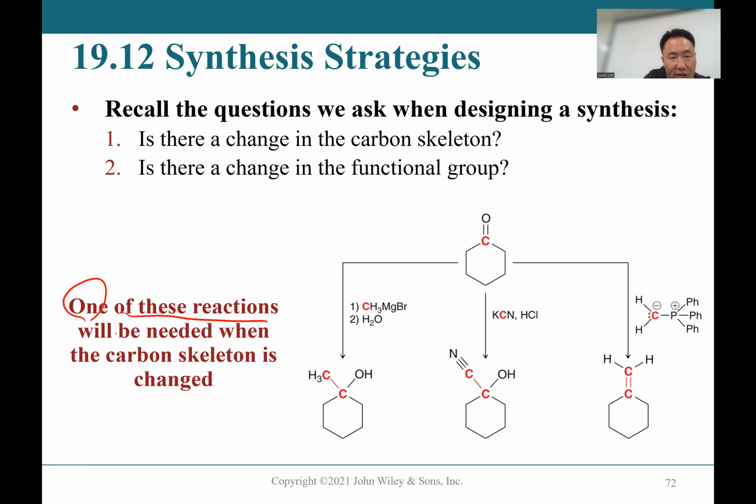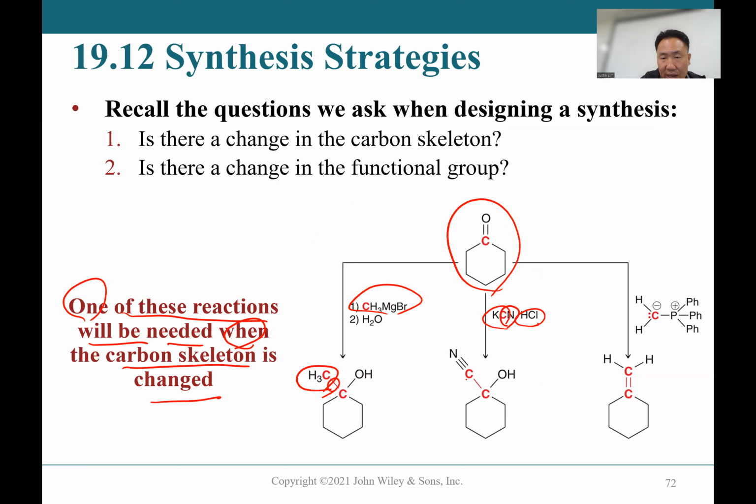One of these reactions will be needed when the carbon skeleton is changed. This is a ketone. When you use a Grignard reagent, you can add CH3. You can see a new CC single bond. And then when you use KCN and HCl, you can add a CN triple bond. You can see a new CC single bond. And then with a phosphorus ylide, you can generate a CC double bond.